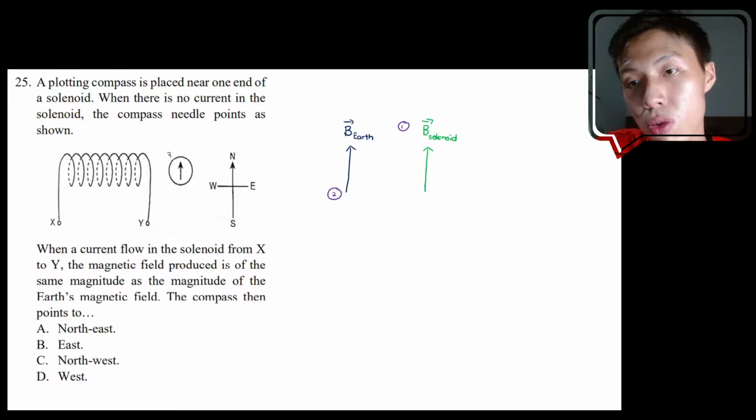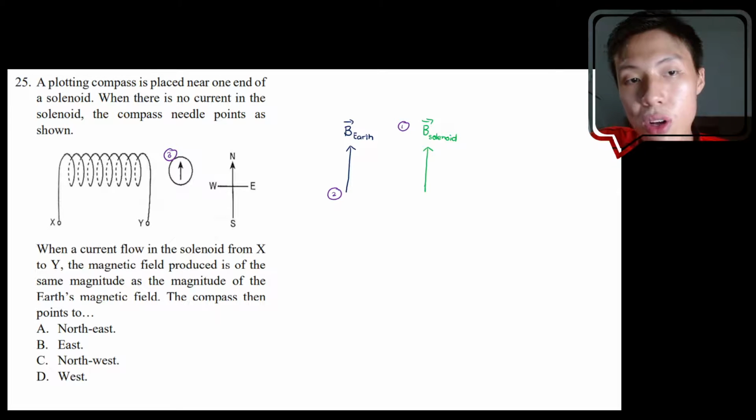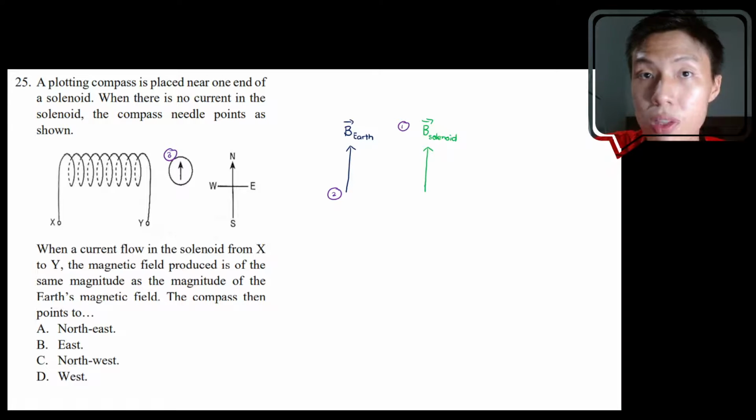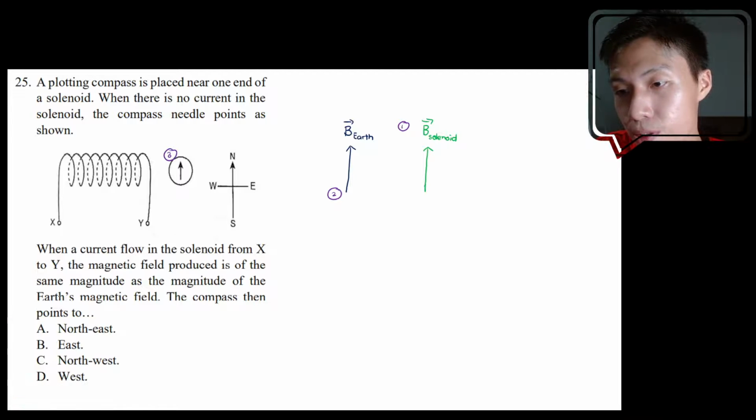And from there, you know where the compass will be pointing towards. Okay, so how do we determine the direction of the magnetic field produced by the solenoid? We look at how the current flows in the solenoid. So we know that the current flows from X to Y.